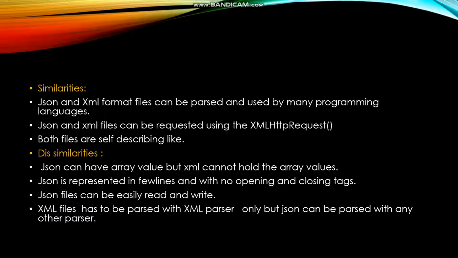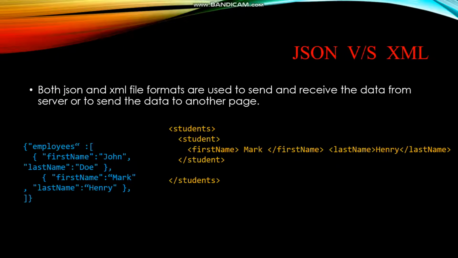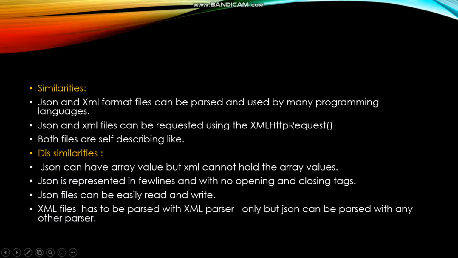These are the dissimilarities between JSON and XML files. JSON can have the array value, but XML cannot hold the array values. JSON is represented in a few lines with no closing and opening tags. You can see here we are using the closing and opening tags for representing in XML format. We are not using them in JSON. JSON files can be read and written more easily than the XML files.